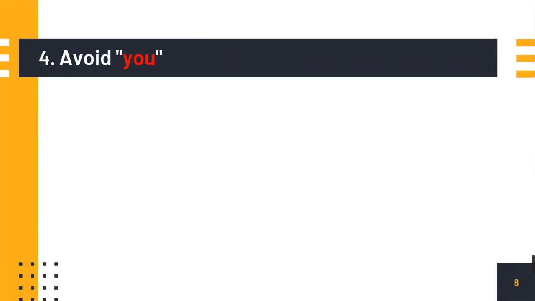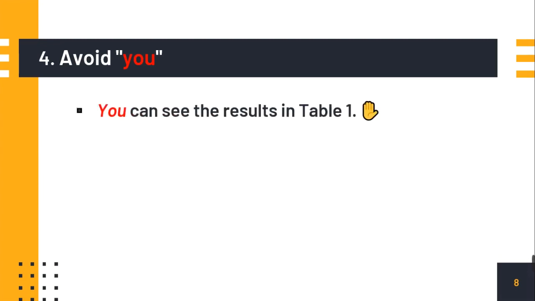Let's move to the next point. Number 4, this is avoid saying "you". This is not actually "you", but other personal pronouns like "I" and "we", because it is related to the principle of academic writing, which is impersonal. Let's see the example: "You can see the results in table 1." For example, when you are writing a paper and you want to show a table to the reader, sometimes the writer writes this sentence, "You can see the results in table 1," but it is not allowed actually, or it is less appropriate in academic writing.